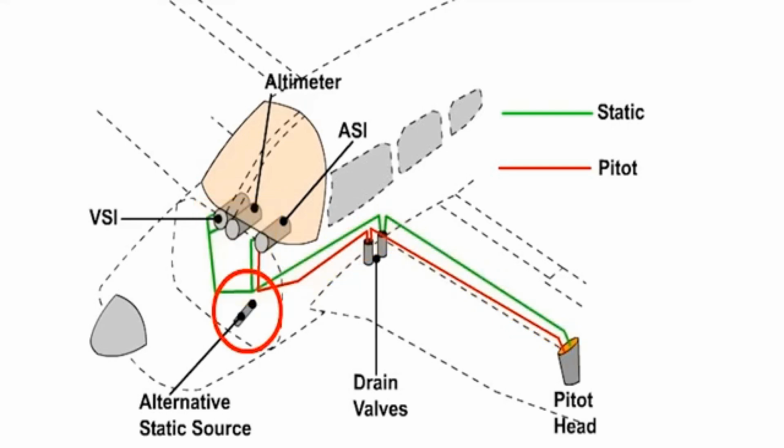An alternate static source is usually provided, the control valve for which will be mounted somewhere close to the instrument panel. With an unpressurized aircraft, if the alternate static source is from within the cockpit, then the pressure sensed will normally be lower than normal outside static pressure due to aerodynamic suction.